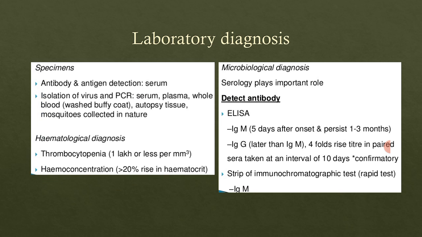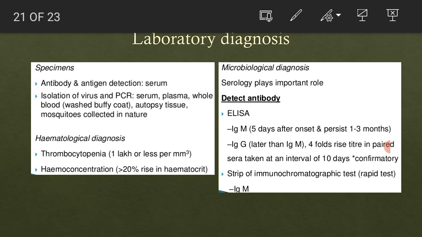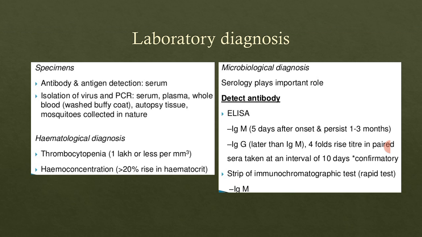Now, in antibody detection, we can use ELISA. Okay, in case of antibodies, we can use ELISA, and in that also the IgM antibodies and the IgG antibodies. Now, IgM will be produced very soon after the person gets the infection. Okay, then IgM appears about 5 days after the onset of the disease and persists for 1 to 3 months, whereas IgG will be produced afterwards.